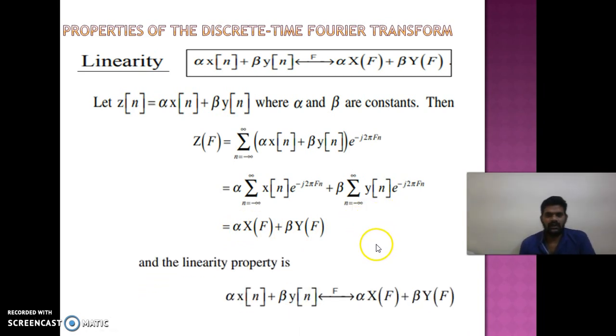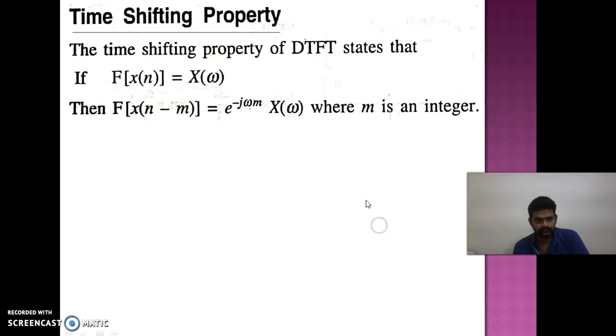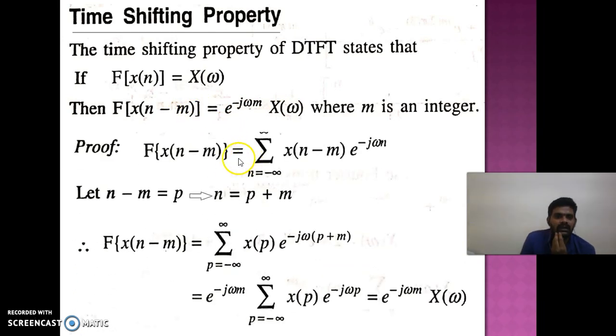So the derivative property has been justified. Next, time shifting property. The time shifting property is: if x of n is Fourier transform paired with X of omega, then the DTFT of x of n minus m is paired with e power minus j omega m into X of omega, where m is an integer.